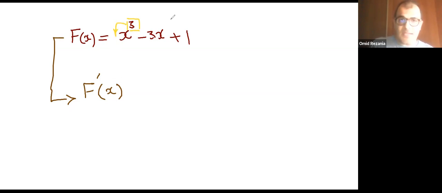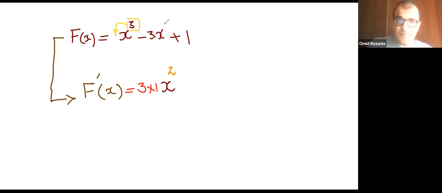It means what's going to happen? It becomes 3, which multiplies the previous coefficient, which is 1, multiplied by x. However, I know here that I have to subtract 1 from the power. Then the initial 3 becomes 3 minus 1, which becomes 2. Correct?